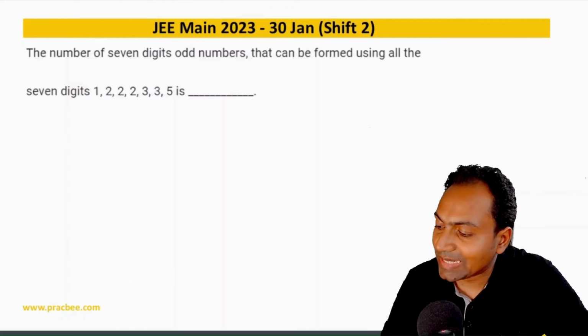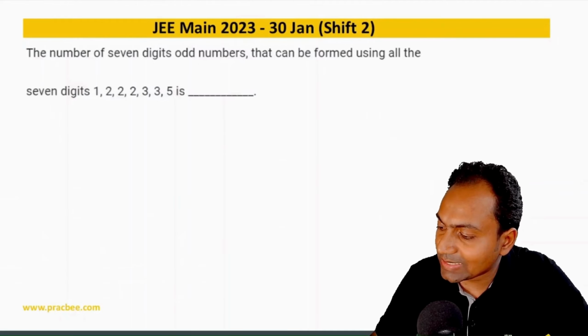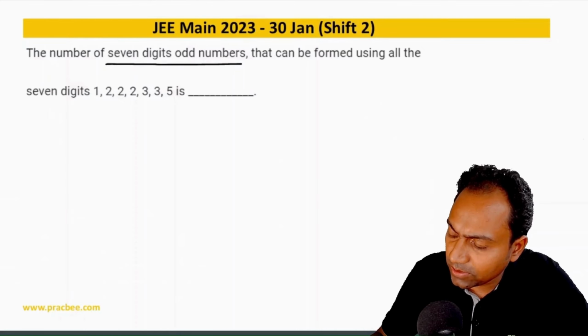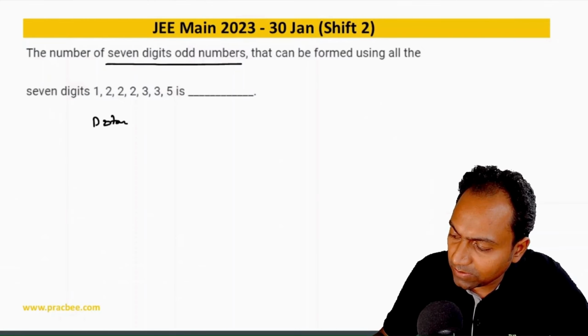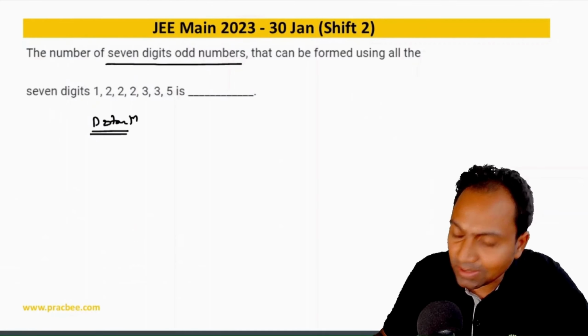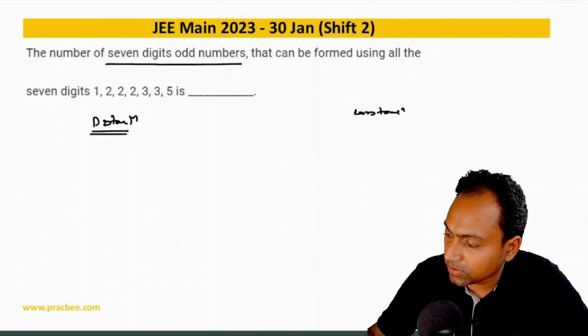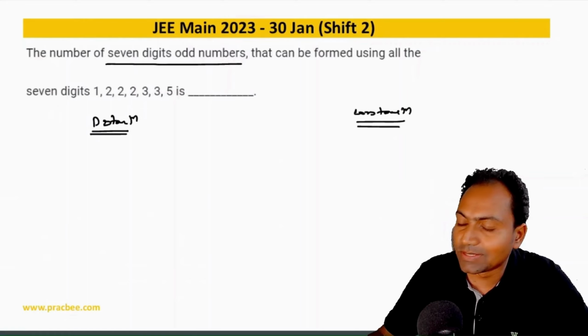Now in the 2023 question, they are talking about a 7-digit odd number. So now there are 2 methods. One is the method of destruction, in which we will write total cases and subtract the cases in which this is not happening, or we can do this using the method of construction. Let us try both the methods and see how they work out.